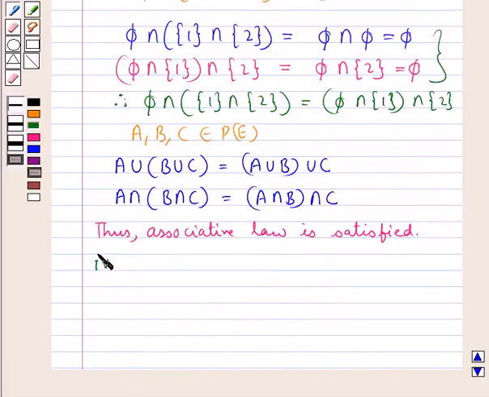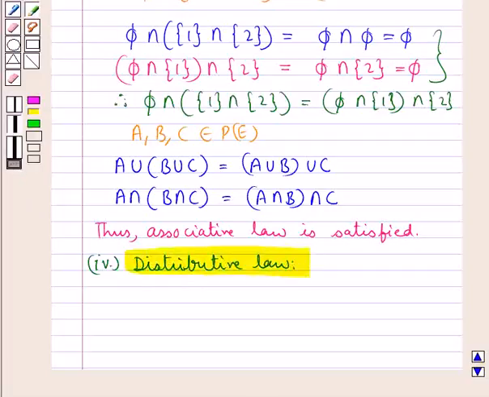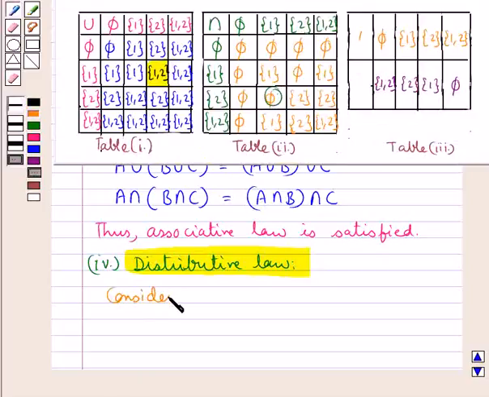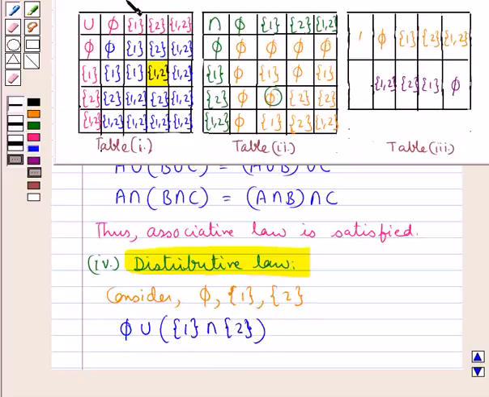Next we consider the distributive law and let's see if this is satisfied or not. Again, we consider the elements say phi, singleton 1, singleton 2. Now consider phi union singleton 1 intersection singleton 2, the whole. Now this is equal to phi union. Now from table 2, singleton 1 intersection singleton 2 is phi. From table 1, phi union phi is phi. So this is equal to phi.